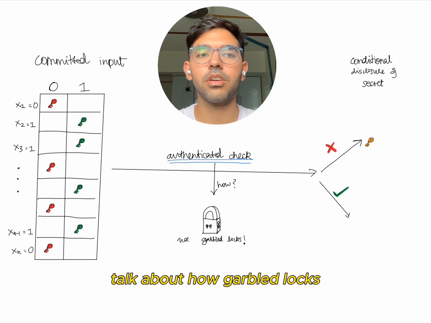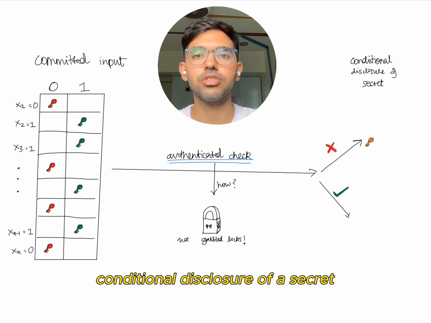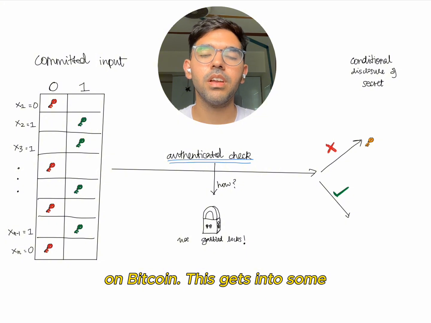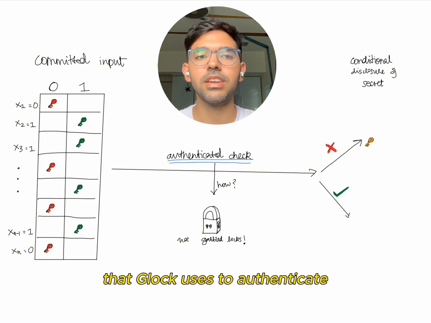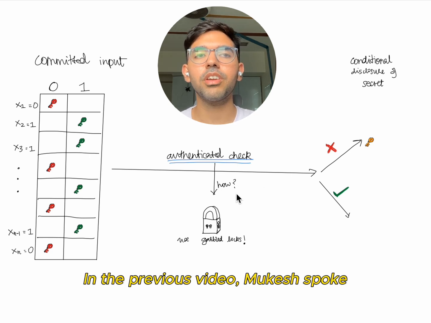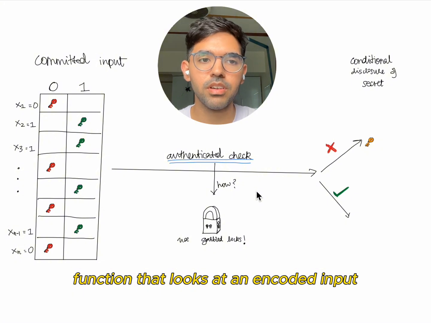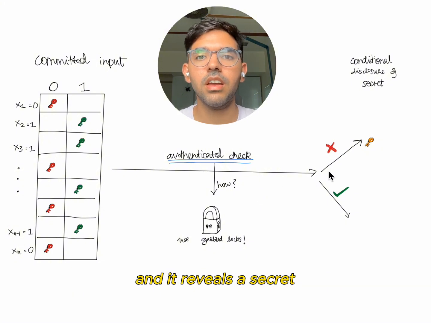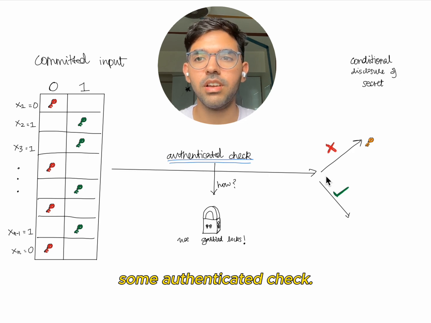Today I'm going to talk about how garbled locks, or Glocks, are used to obtain conditional disclosure of a secret on Bitcoin. This gets into some of the very interesting cryptography that Glock uses to authenticate off-chain computation. In the previous video, Mukesh spoke about a magical check function that looks at an encoded input and reveals a secret if and only if that input fails some authenticated check.